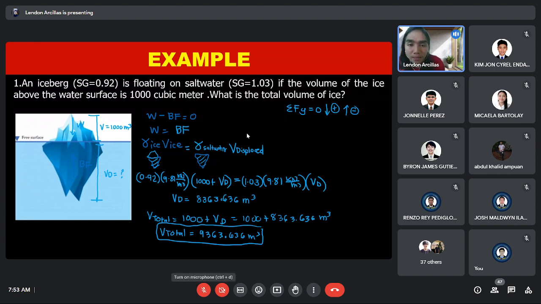So yun, that is the specific weight of the ice, which is 0.92 times the specific weight of water plus the total volume of the ice, which is 1,000 plus the volume displaced o yung volume na nabasa, equal to the dito tayo sa na-displace or na yung nabasa, that is which is the salt water 1.03 times 9.81. Again, that is the specific weight of salt water times the volume na yung nalabasang ice. So that is the volume displaced. Ang hinahanap dito is total volume.